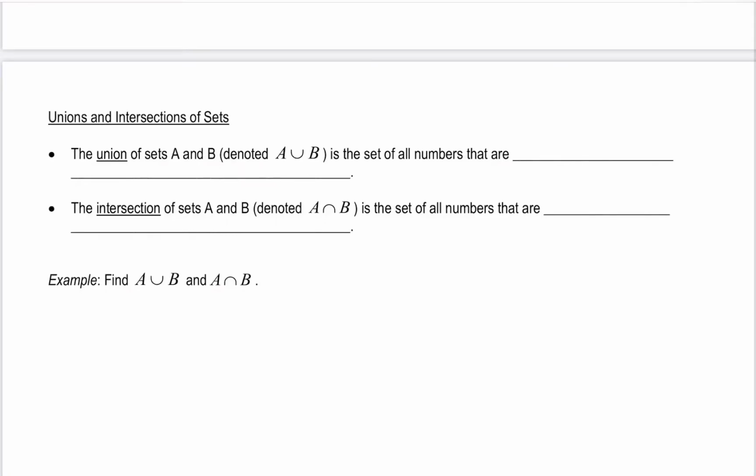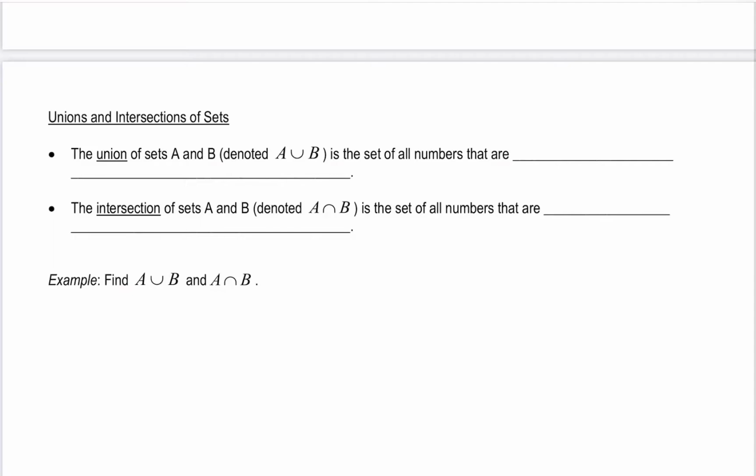So in this video, we're going to talk about the idea of union and intersection of sets, and then we're also going to get into compound inequalities, in particular how union and intersection will translate in terms of the words and or. So we're going to connect unions and intersections with the words and or.